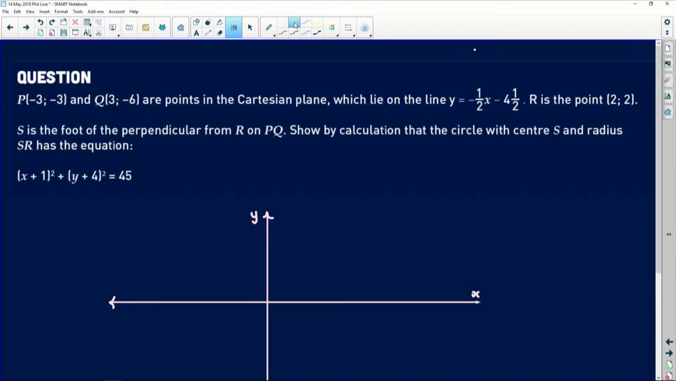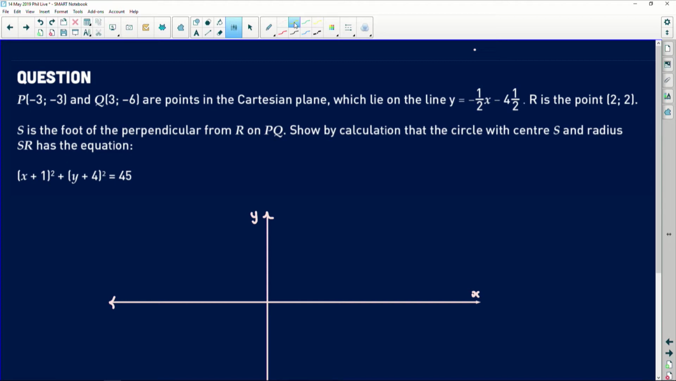It says points P at -3, -3 and Q at 3, -6 are in the Cartesian plane. They lie on the line y is equal to -½x minus 4½, and also R is the point at 2, 2. S is the foot of the perpendicular from R on PQ. Show by calculation that the circle with center S and radius SR has the equation, and that whole mess over there is the equation for the circle.